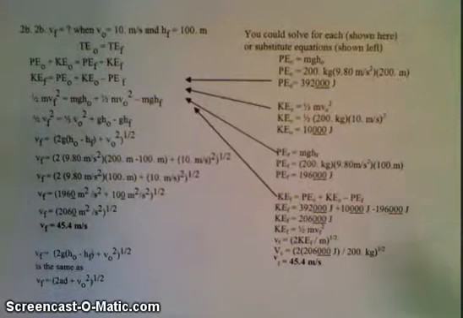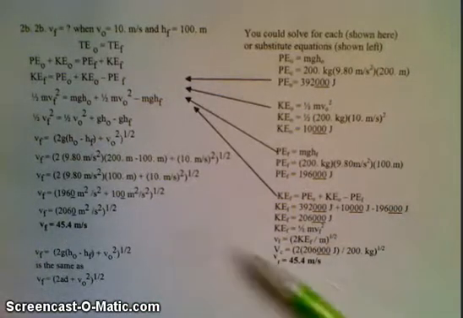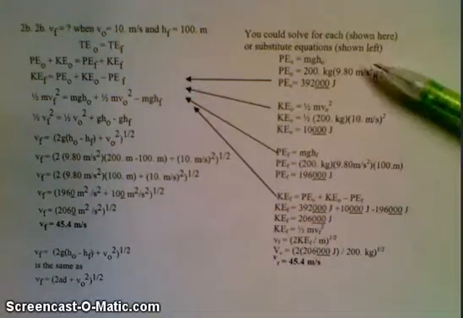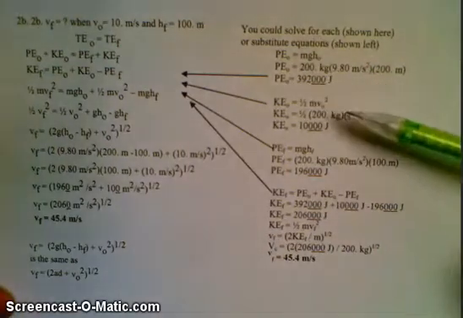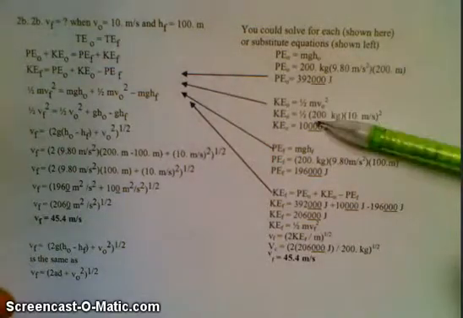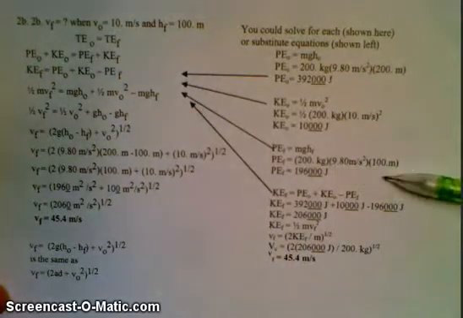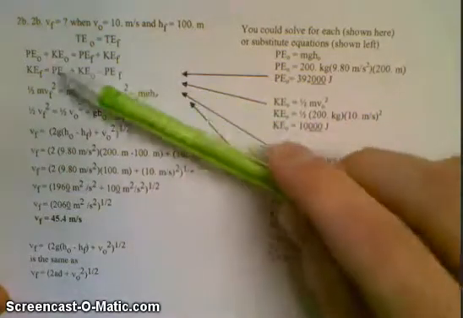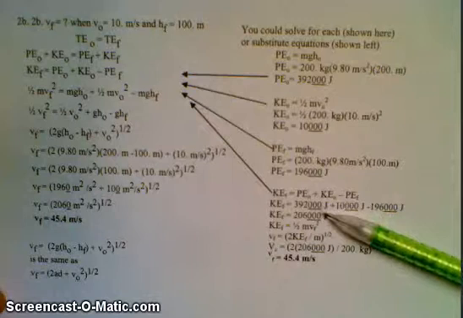Okay, so here's the final answer. You do get 45.4 meters per second in both cases. So I've shown the work for both methods here. This way is typically easier for students starting out. You can find your initial potential energy based on the height. You can find your initial kinetic energy based on its initial velocity. From those two, you know its total energy, and you also know the final potential energy is this value here because now it's at 100 meters. So from those three values, using this equation here, you can solve for the final kinetic energy. And once you know the final kinetic energy, you then can find the velocity.